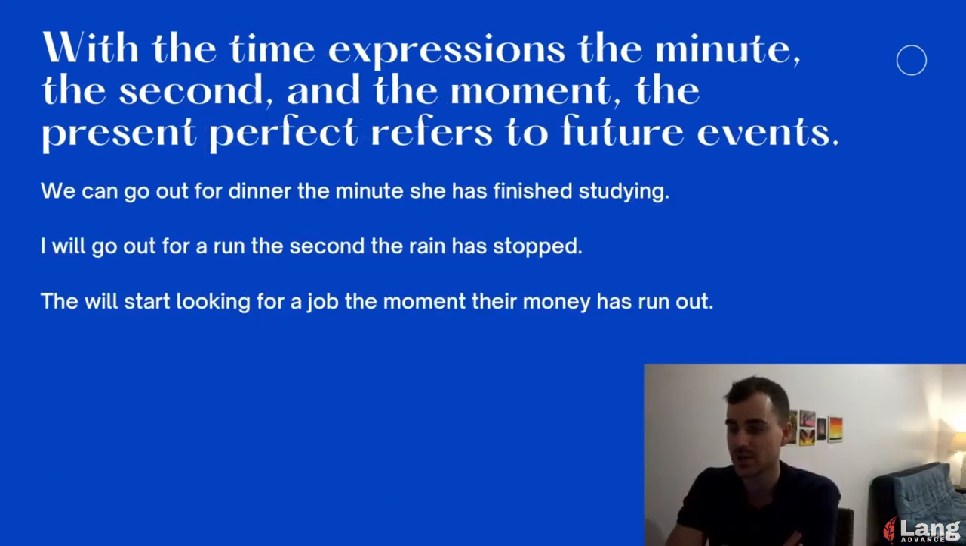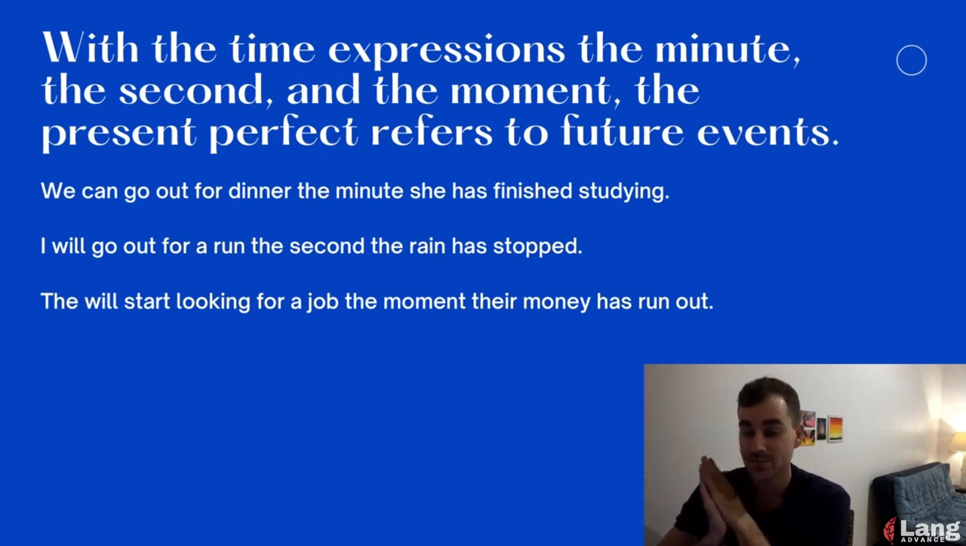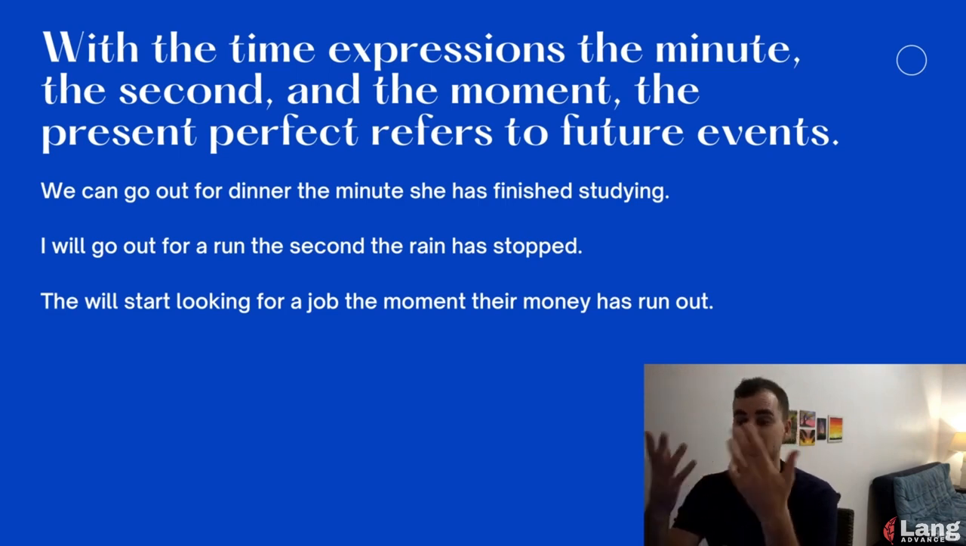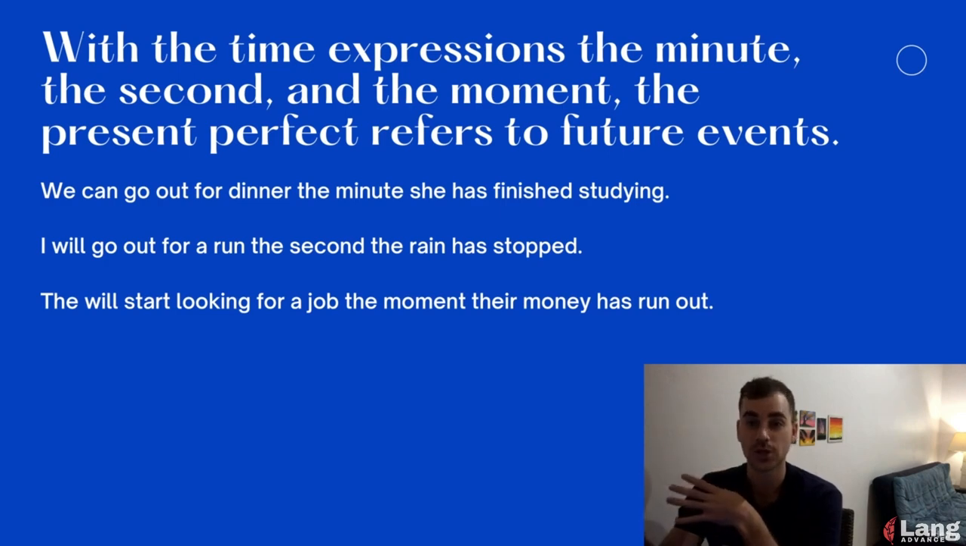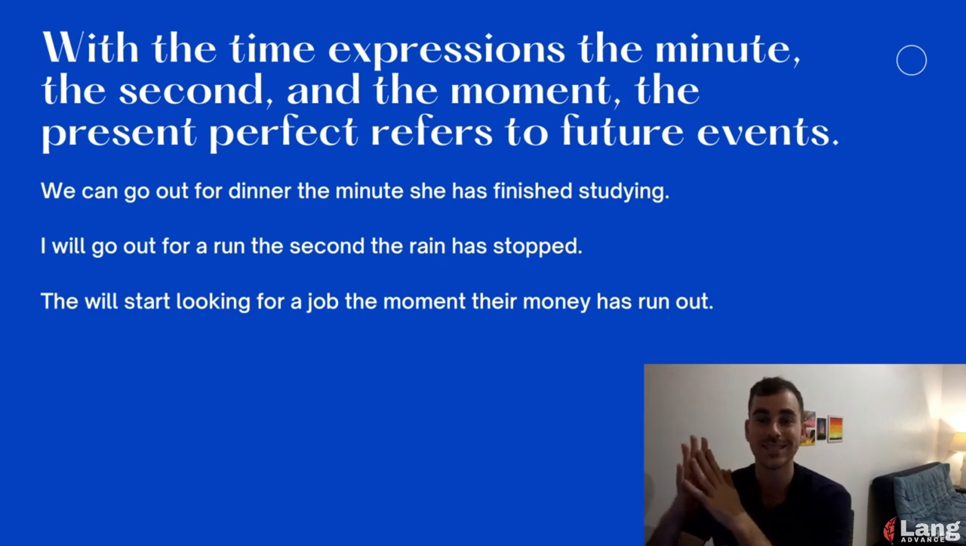With the time expressions the minute, the second, and the moment, the present perfect also refers to future events. Try to find the time expressions in these sentences. We can go out for dinner the minute she has finished studying. The minute is a time expression which is referring to some point in the future. It's an undefined point in the future. We don't really know exactly when she will finish studying.